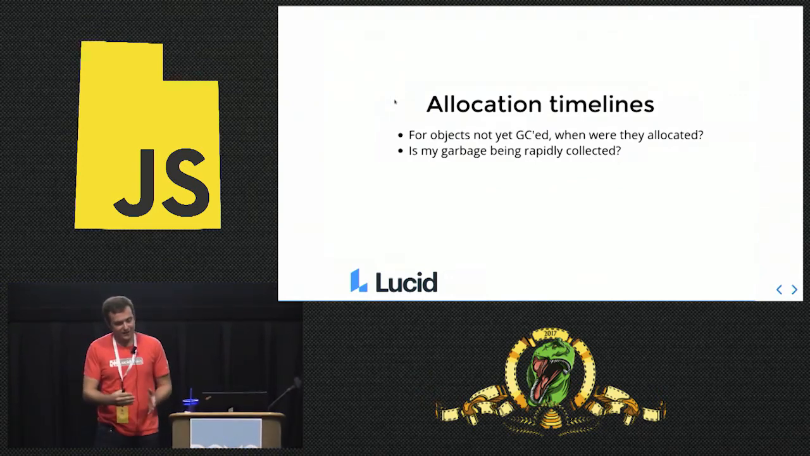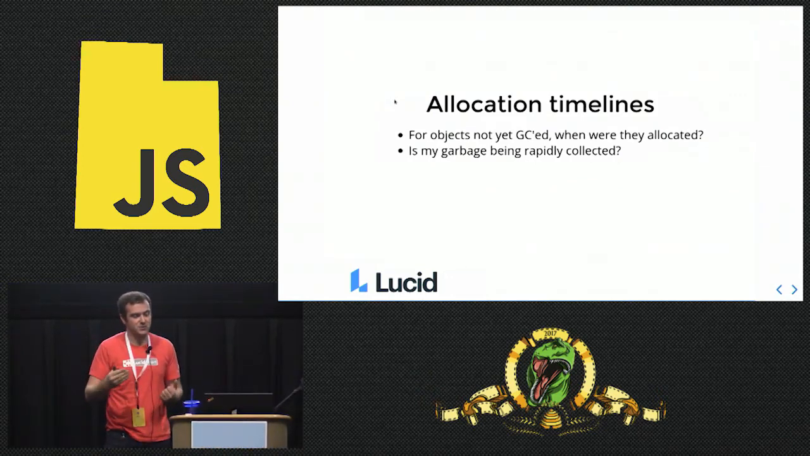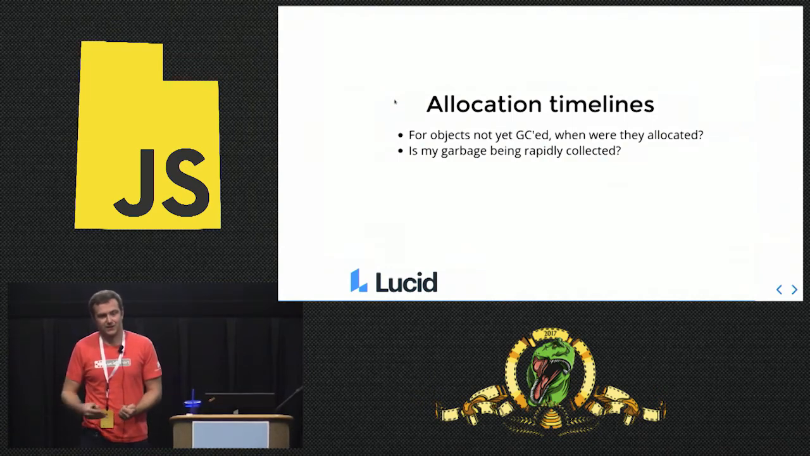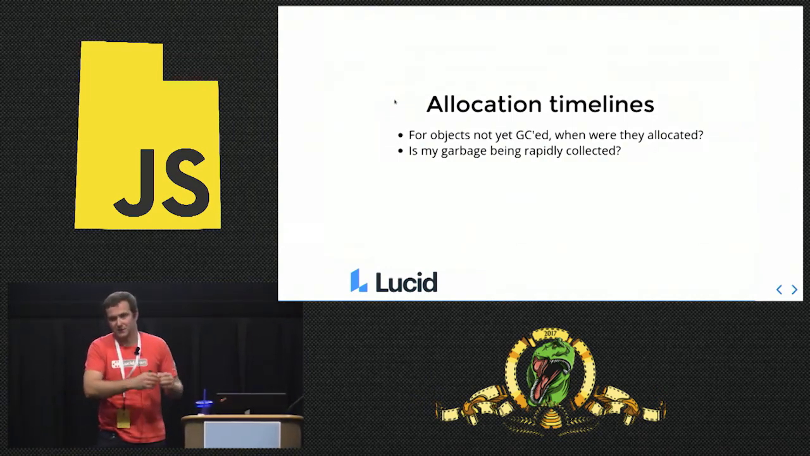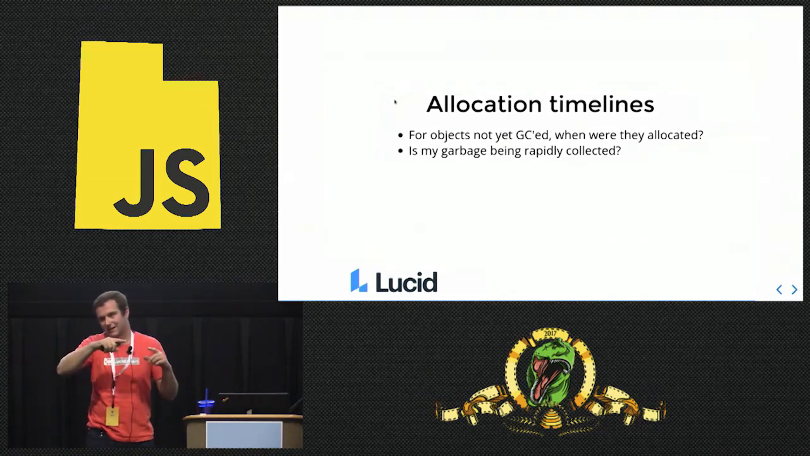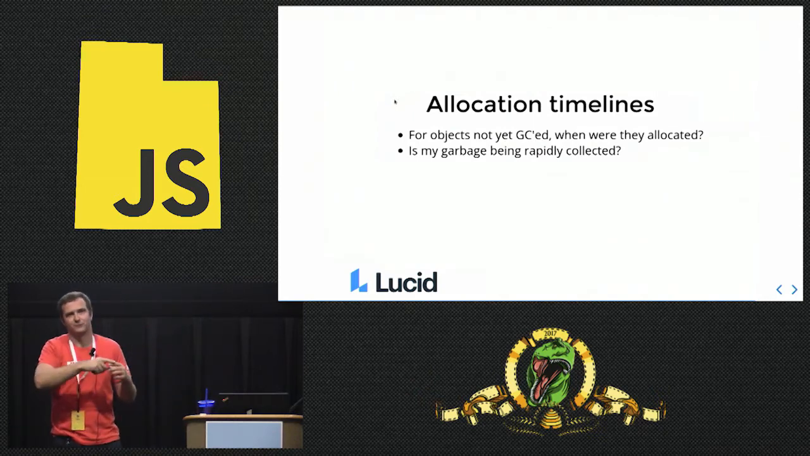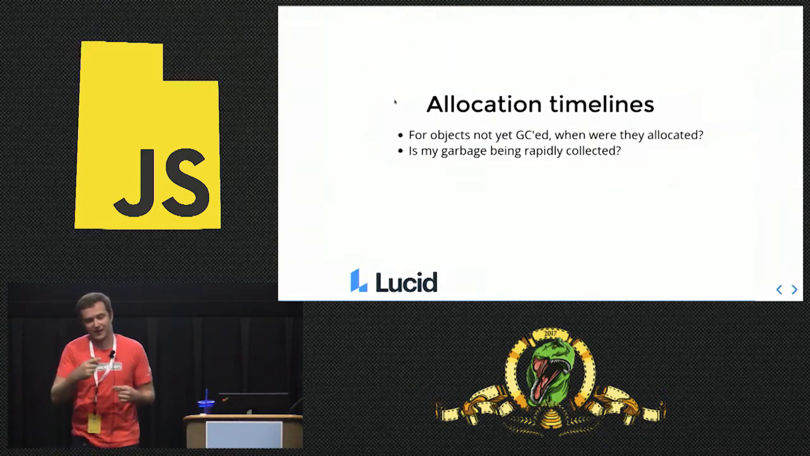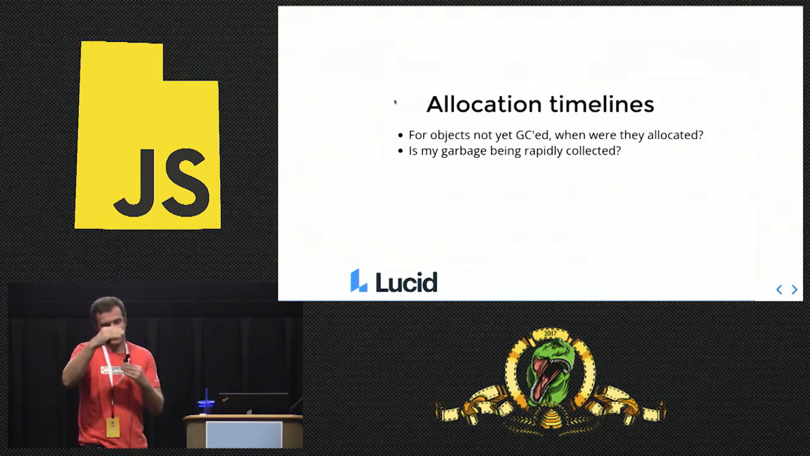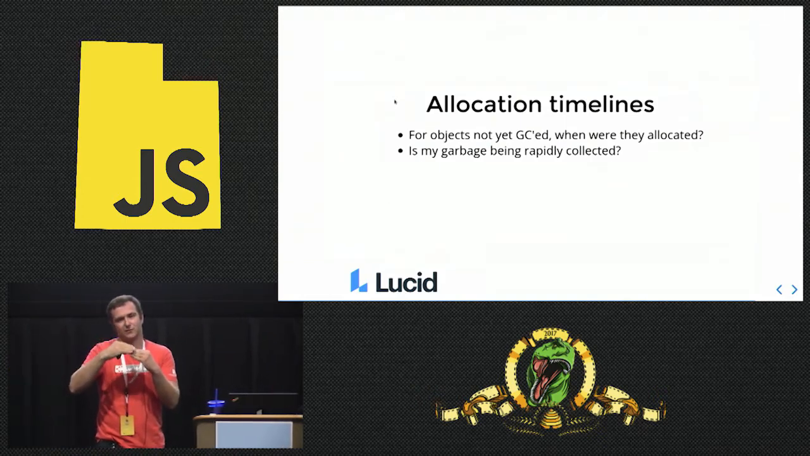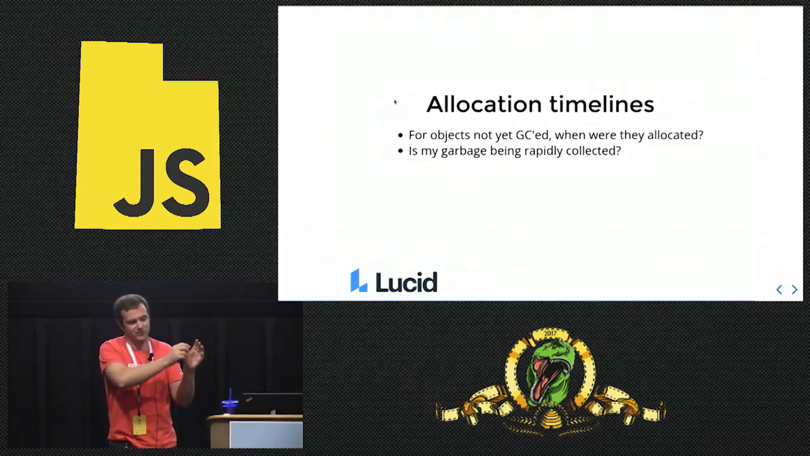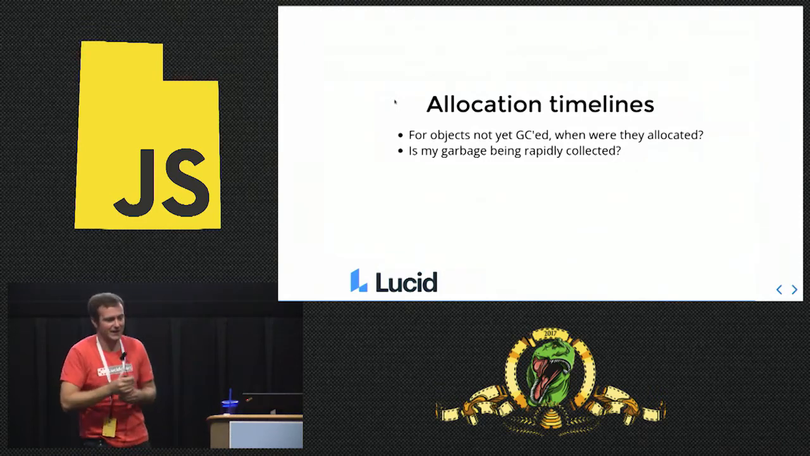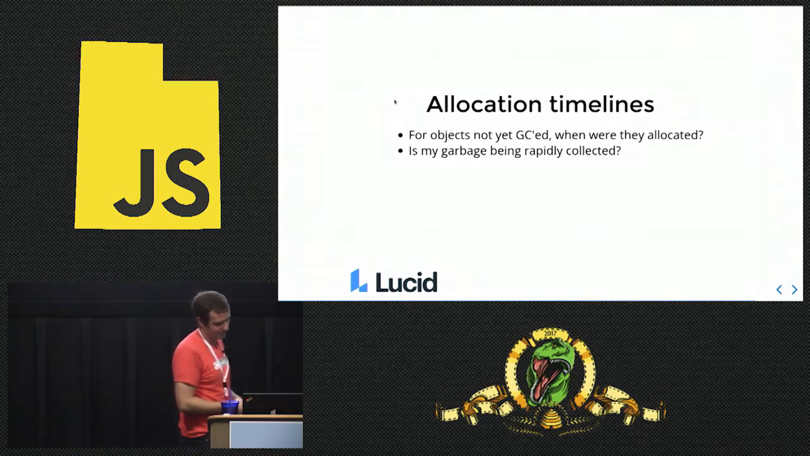Allocation timelines are for objects that aren't yet garbage collected. Where were they allocated in the code? And is my garbage being rapidly collected? It'll actually show you over time the amount of memory allocated during each one second interval, or actually a fraction of a second interval, and how much of that has so far been collected. So you'll see this sort of stream of blue, and it'll slowly peter down to gray and empty out as the garbage is collected from older times.